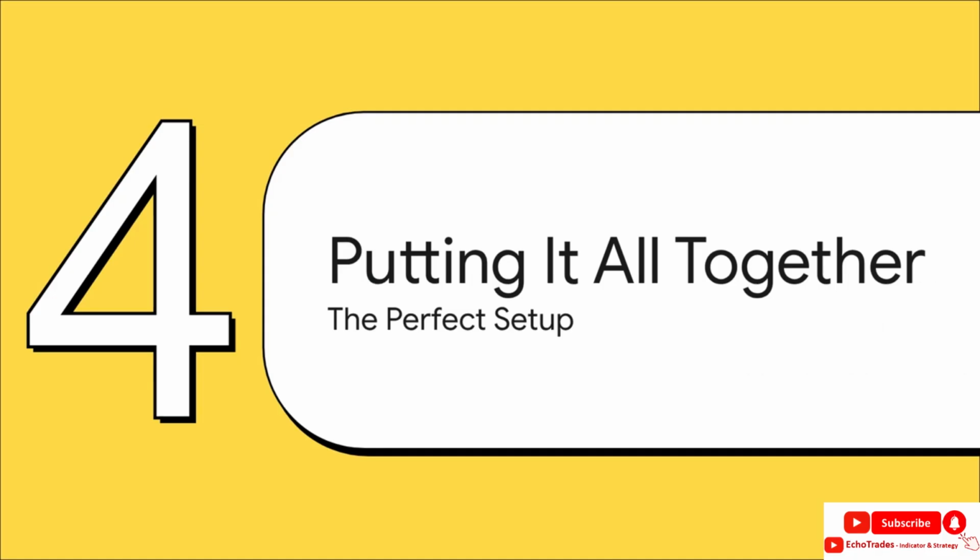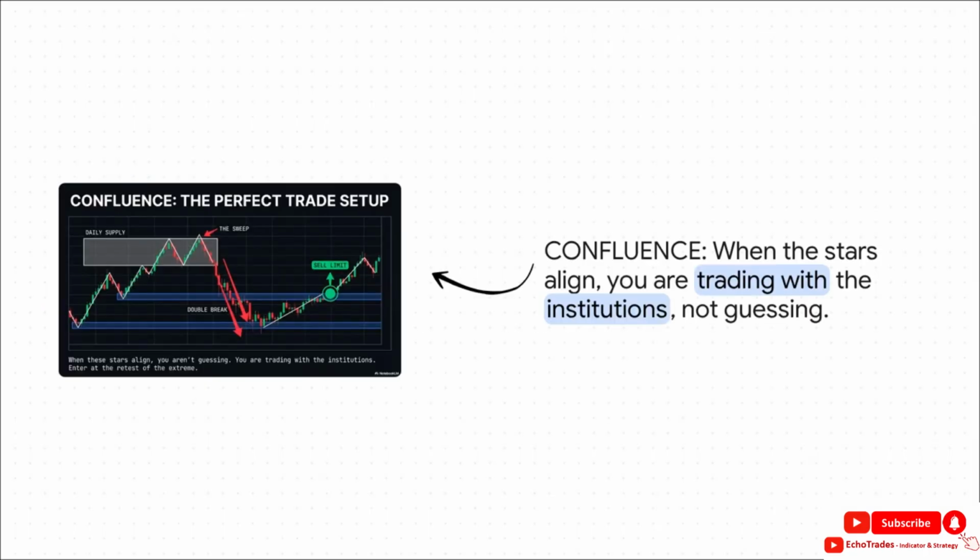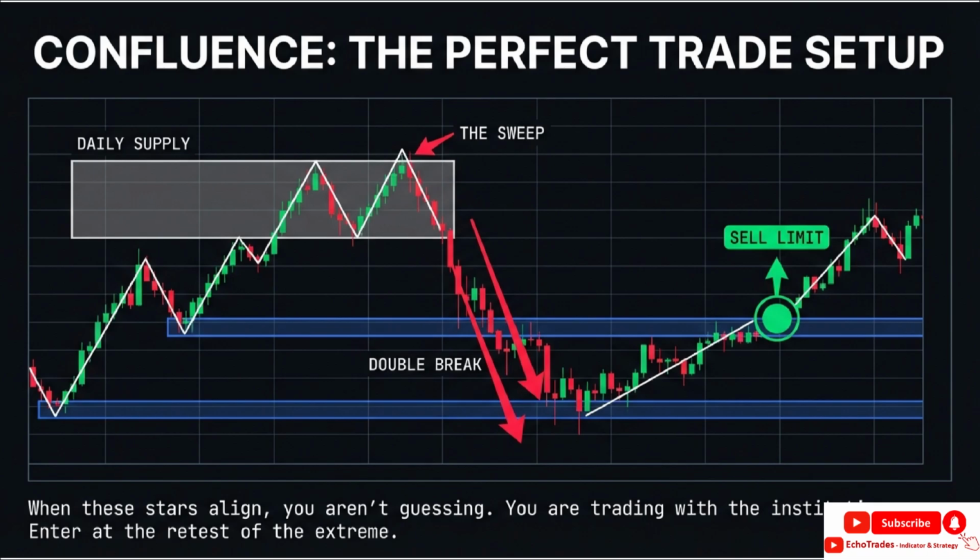All right, so we have our three keys. Now, let's put it all together and look at the anatomy of a perfect setup when all these stars align. This is what we call confluence. It's beautiful. Check it out. First, price runs right into a major daily supply zone. That's key number one, check. Then, see that little pop above the highs? That's the liquidity sweep. Key number two, check. And finally, it turns around with some serious force and smashes through two different support levels. Key number three, check. When you see this, you're not guessing anymore. You are trading right alongside the institutions.